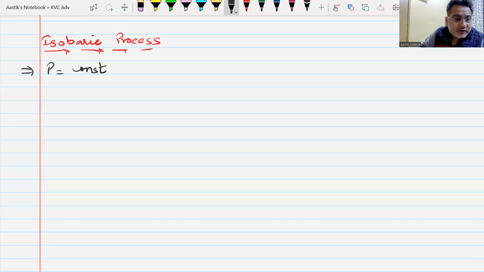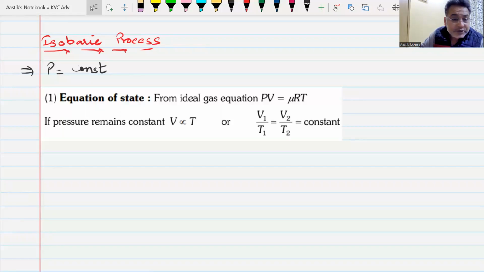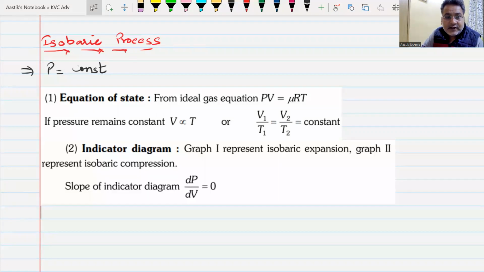If I have to write the equation of state, how does it look? PV is equal to nRT is always valid. Here pressure is constant, so V1 by T1 will be equal to V2 by T2. Yes or no? Yes, sir. If I draw the indicator diagram, it will be a graph between P and V, and this graph will be a straight line parallel to the x-axis. The slope of that graph would be 0. Yes or no?